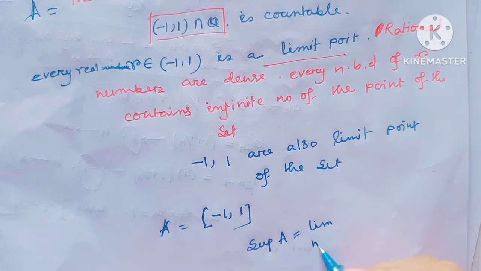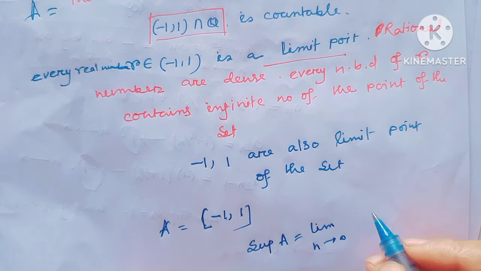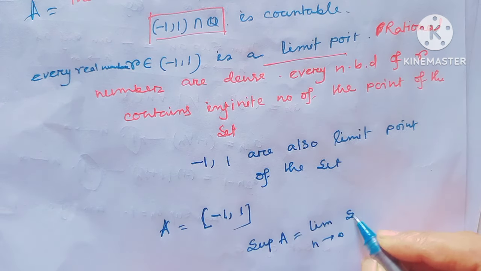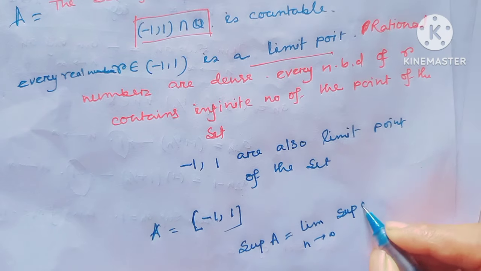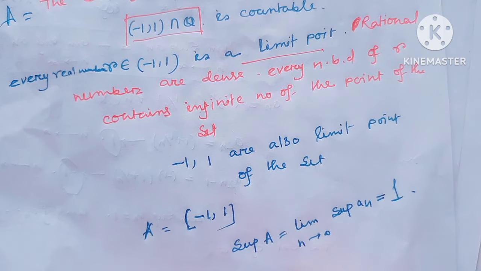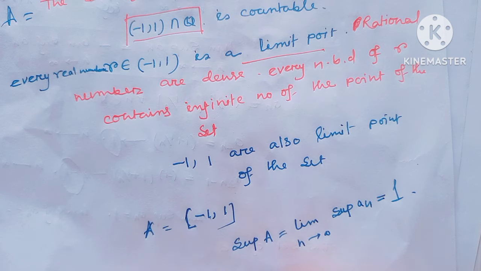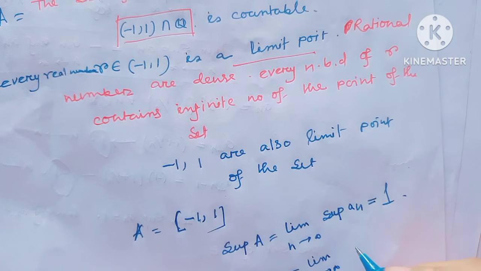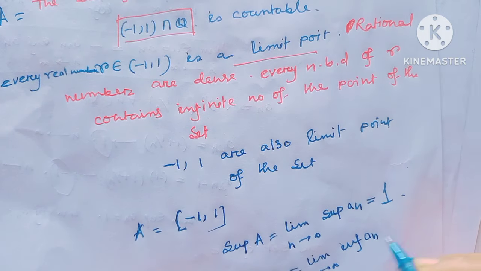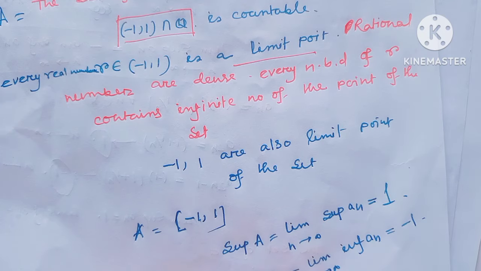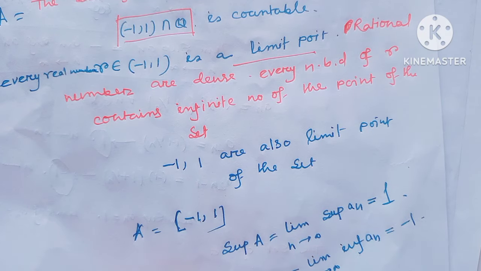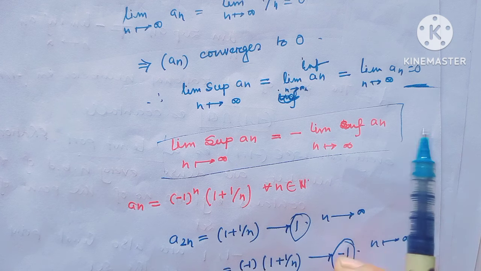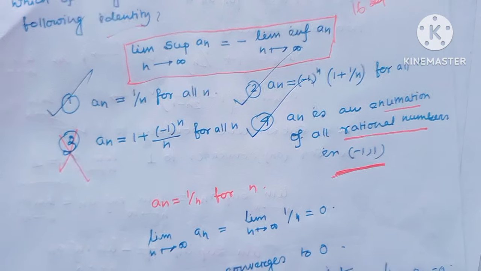limit as n tends to infinity of the limit superior of an, which is equal to 1, and the infimum of the set is equal to the limit as n tends to infinity of the limit inferior of the sequence an, which is equal to minus 1. That means here the condition limit superior of an is equal to minus limit inferior of an. So option 4 is also a right option.